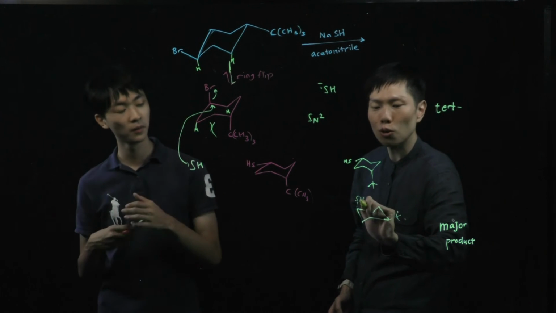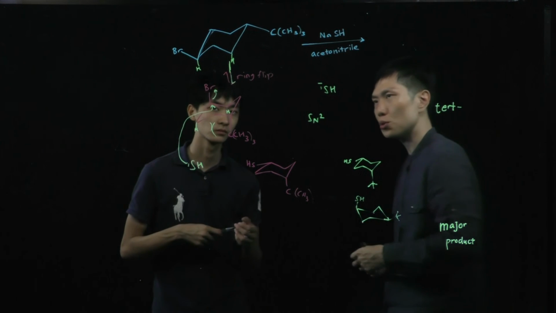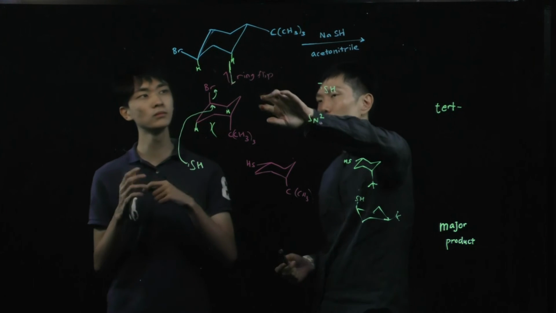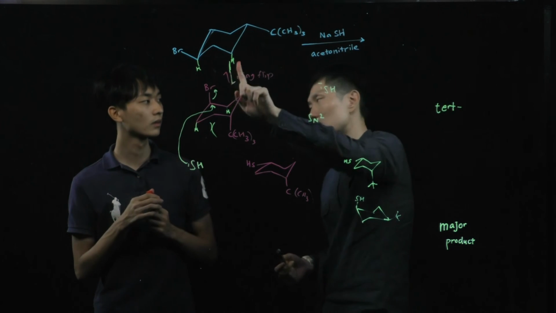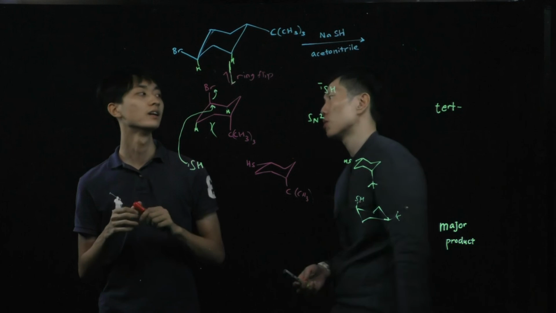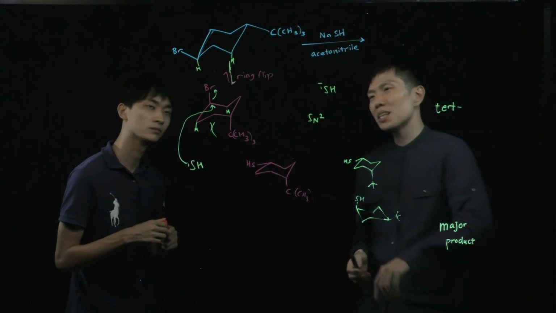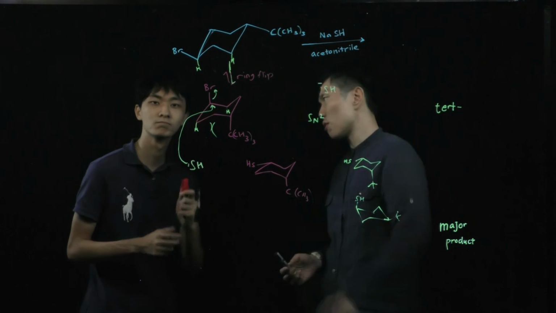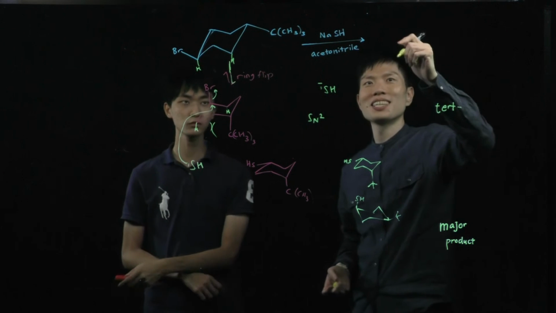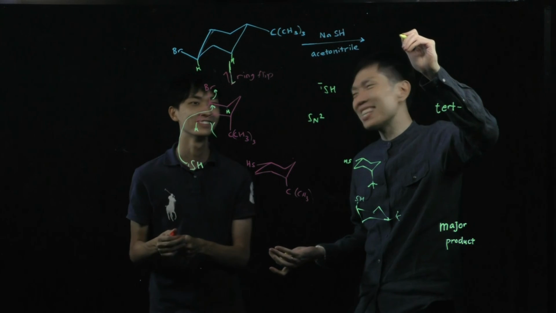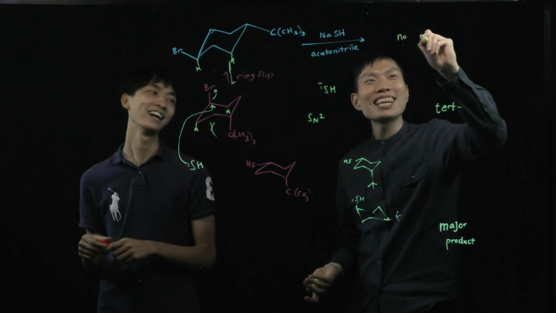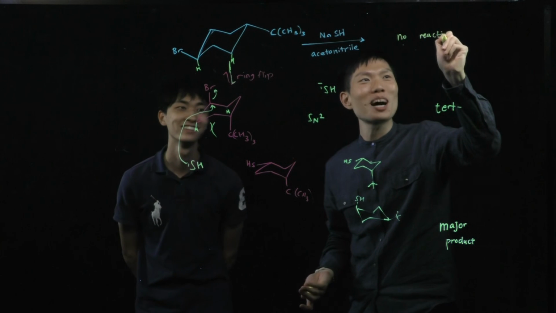This only happens if it's able to convert using ring flip, making sure that the leaving group is in the axial position. Then SN2 can occur. So let's just say the assumption is you cannot have ring flip. Then the answer is nothing happens. You just say that there's no reaction, which is also a possible answer.